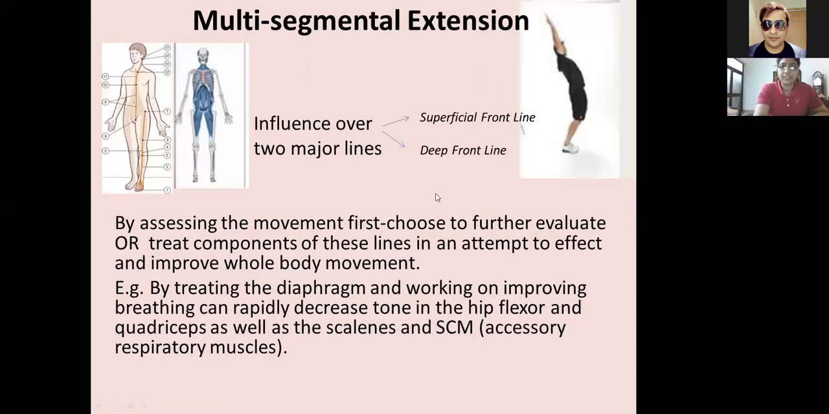Next is multi-segmental extension. It influences two major lines, that is the superficial front line and the deep front line. By assessing the movement, we first choose to further evaluate or treat components of these lines. Which is the affected component? Is it the rectus femoris or the rectus abdominis? Which area is affected? Suppose the diaphragm is also in this line, a deep front line structure. Treating the diaphragm and working on improving the breathing can rapidly increase the tone of the hip flexor muscles and quadriceps also. So we work on the diaphragm muscle and good breathing, and the extension increases also.